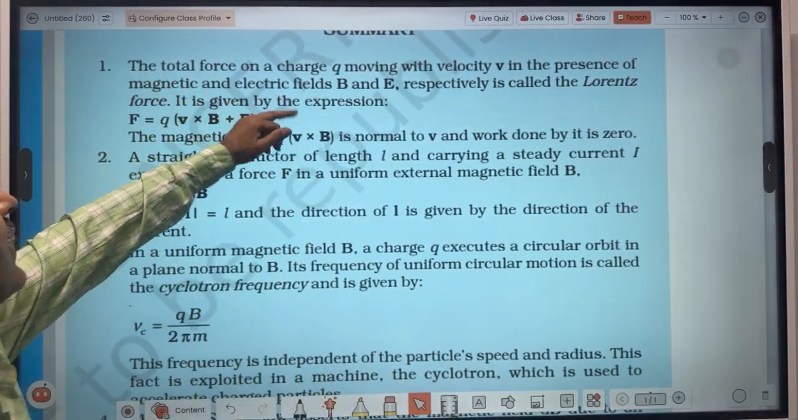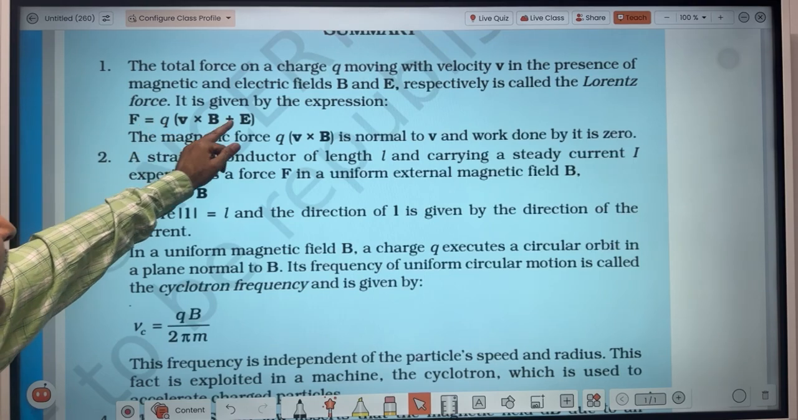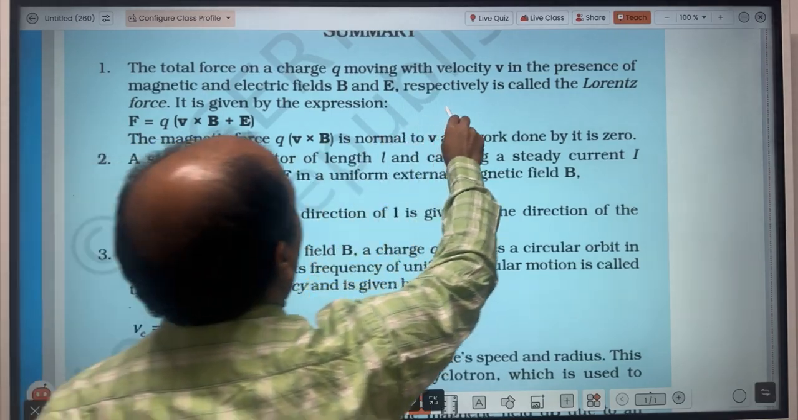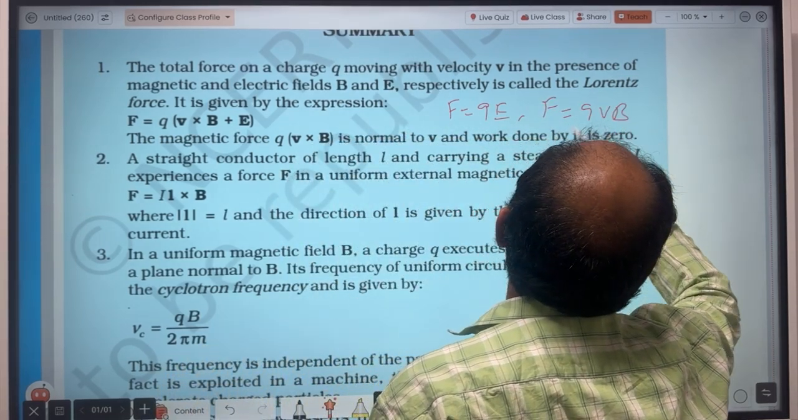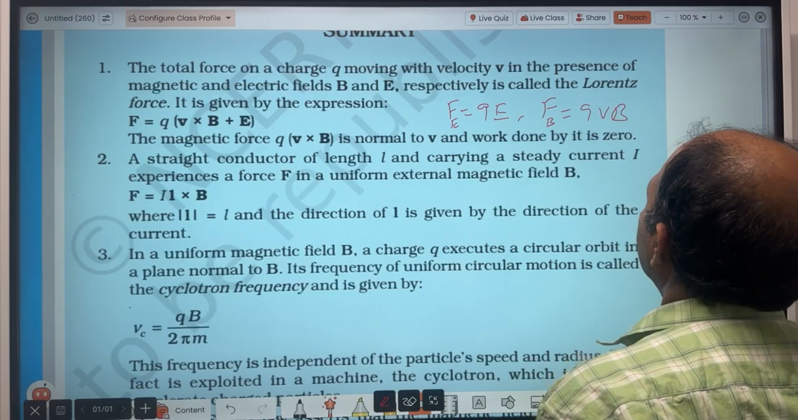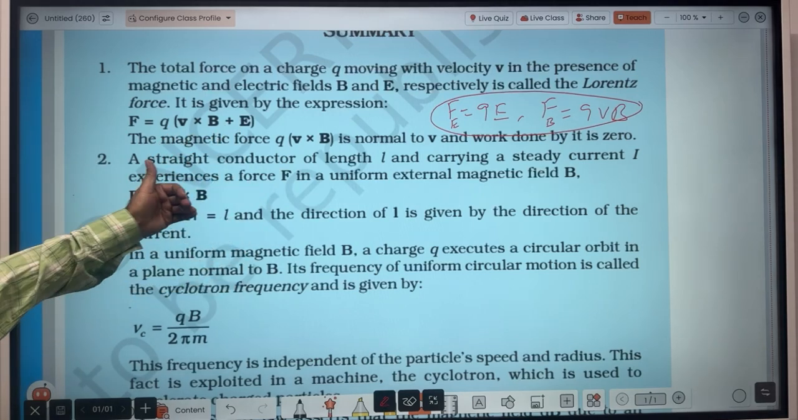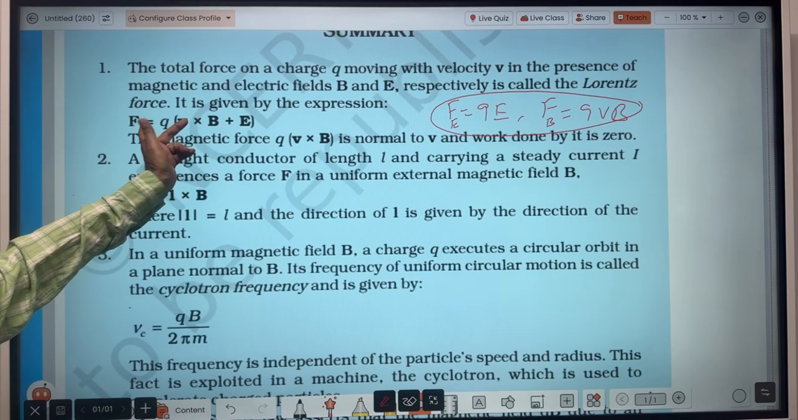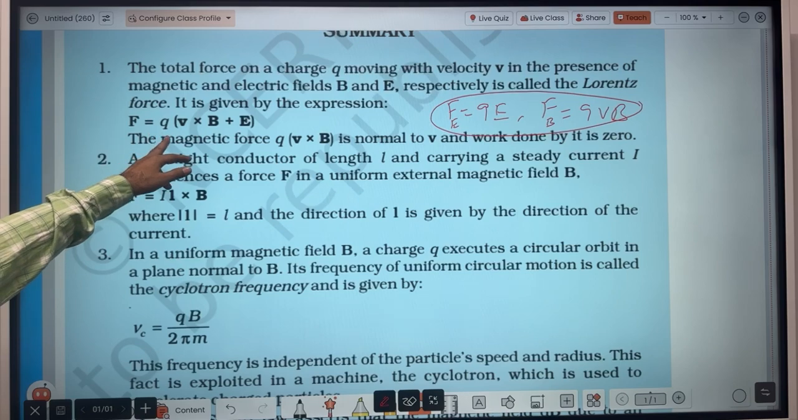The total force on a charge q moving with a velocity v in the presence of magnetic and electric fields B and E respectively is called the Lorentz force. Do you remember it? We have studied that F equals qE in an electric field, and F equals qvB in a magnetic field, where we write FB and FE. So when both fields are present, the total force will be a combination of the two. That is why F equals q(v cross B plus E). Correct? And if you want to find the direction, you can work it out using the cross product of vectors.